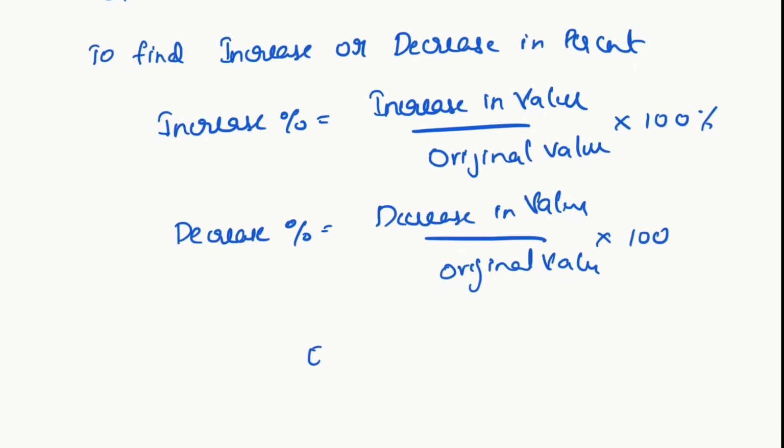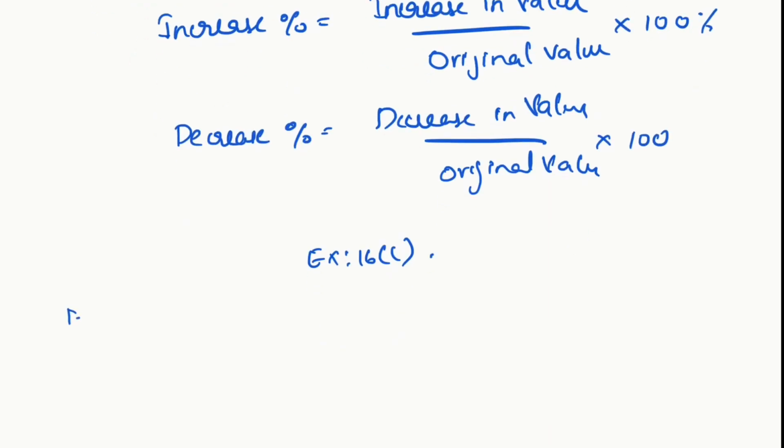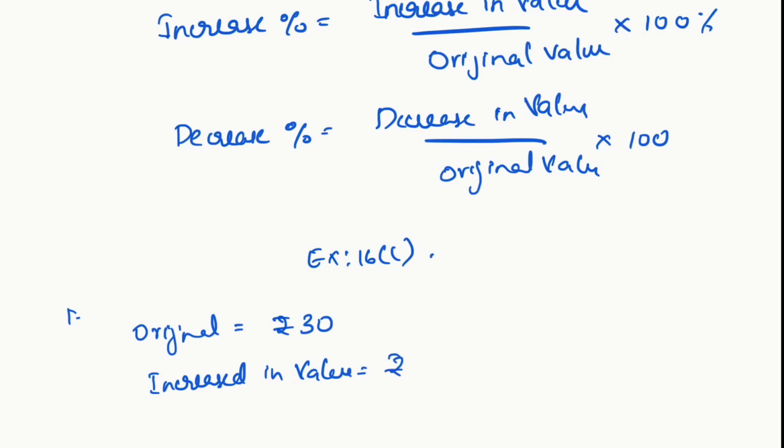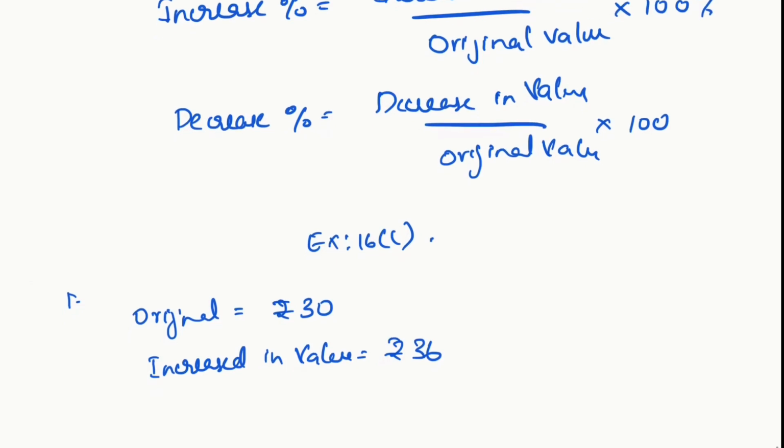So let me start with exercise 16C. Let me come to the first question. The price of rice rises from rupees 30, that is, the original value is rupees 30, to rupees 36. Find the percent rise in the price of rice.